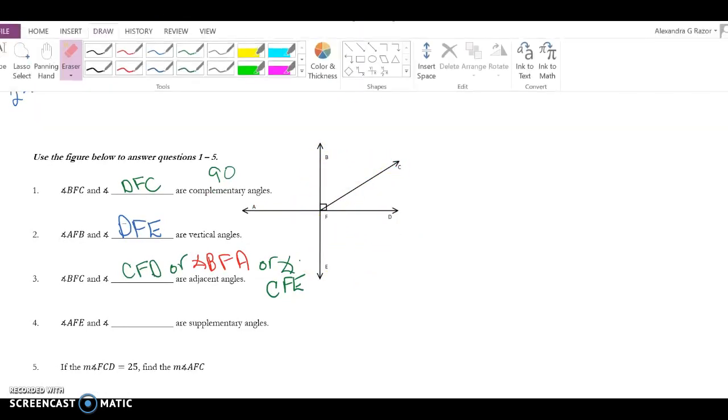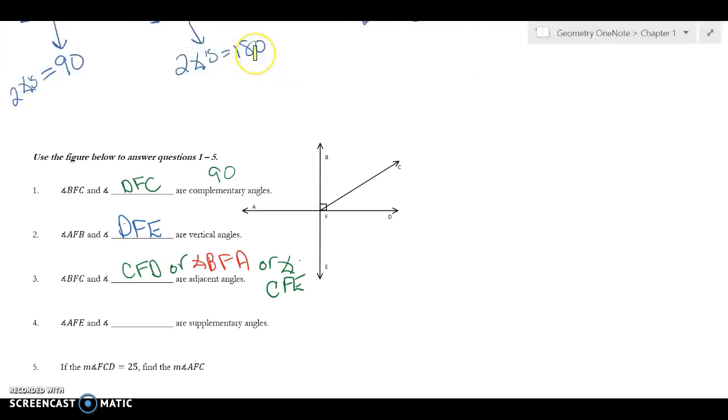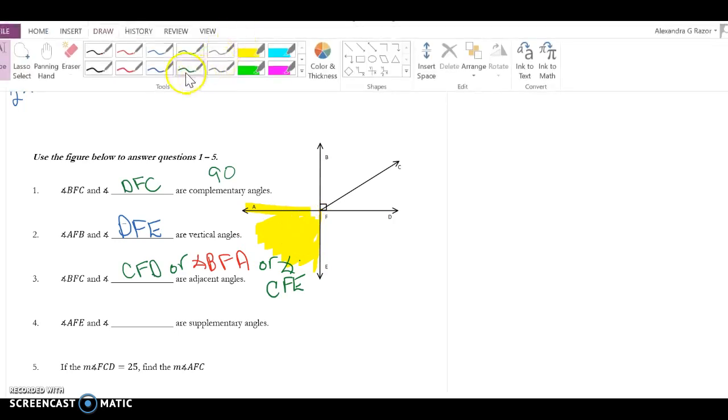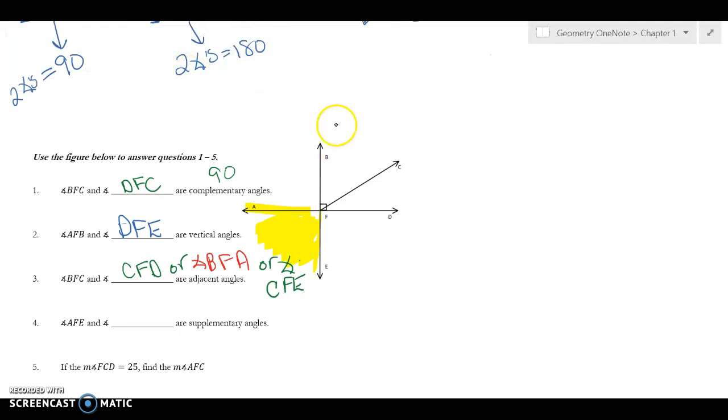Okay, the next one is supplementary. So let's look at what angle we're talking about. We're talking about AFE, so this angle here. And supplementary, remember, is two angles that equal 180. Now here's the thing. Supplementary does not have to be connected. So it just has to be a 90-degree angle. This is a 90-degree angle, and that is angle AFB.